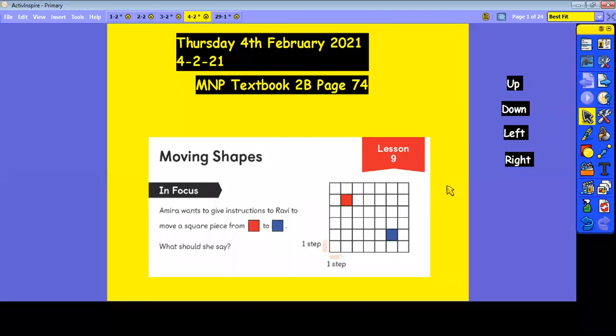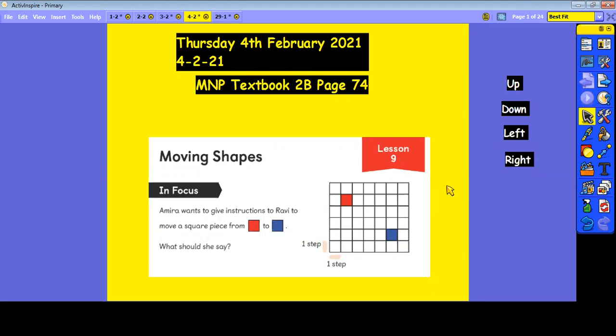So children, here we are today on Thursday the 4th of February 2021 for another Maths No Problem lesson involving 2D shapes. Today we're moving shapes. Oh, this looks interesting, doesn't it, children? The In Focus task can be found on page 74 of textbook 2B, and we're on to lesson 9. There's just one more to do after this, and then we move on to a new chapter next week.